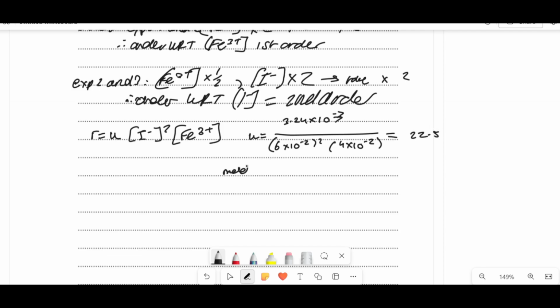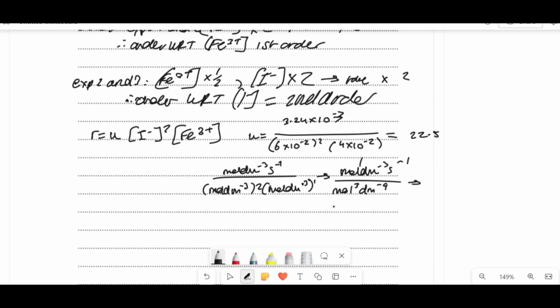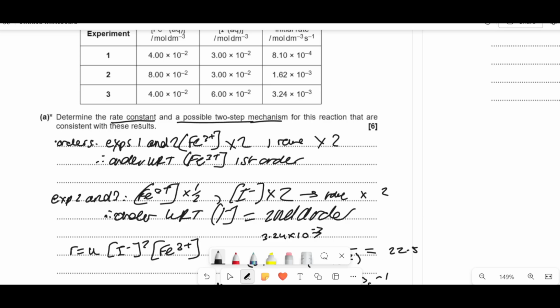If we just look at the units, rates are always in moles per decimeter cubed per second, so mol dm minus 3 s minus 1. We're doing mol dm minus 3 squared, mol dm minus 3 to the power of 1, so that becomes mol dm minus 3 s minus 1 all over this whole thing cubed. That's like saying mole to the 1 over mole to the 1, but if we're cubing that whole thing, it's mole cubed dm minus 9. So that's like saying 1 minus 3, so it's mol minus 2 dm, and then minus 3 minus minus 9 is 6, s to the minus 1. There you go. So you've done the first part, determine the rate constant. It says it's a possible two-step mechanism.